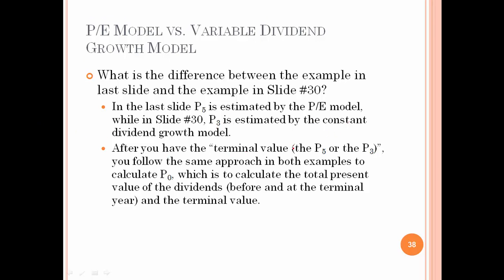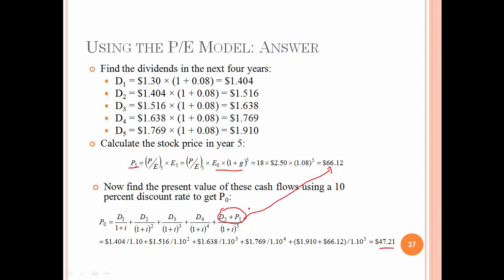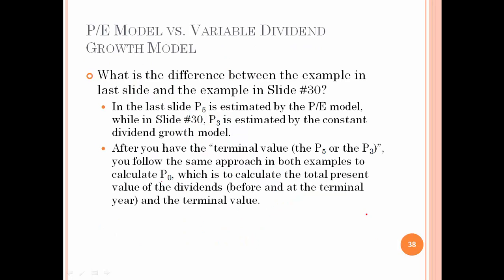After you calculate the terminal value, either P5 in the last slides or P3 under the constant dividend growth model, either way you were trying to get the terminal value. After you get the terminal value, you follow the same approach in both examples to calculate P0, which is to calculate the total present value of the dividends and the terminal value. So in this case, P5 is the so-called terminal value, or the value of the stock at the end of year 5 of this investment horizon. And on pages 30 and 31, P3 is also called the terminal value, or the final price of the stock at the end of the investment horizon in that example.